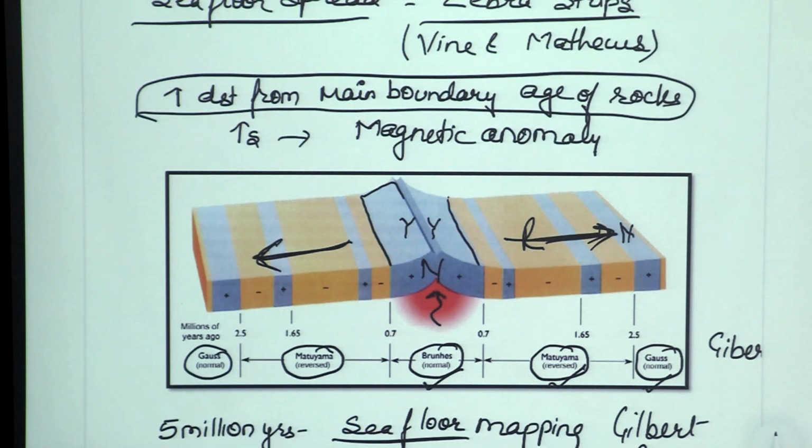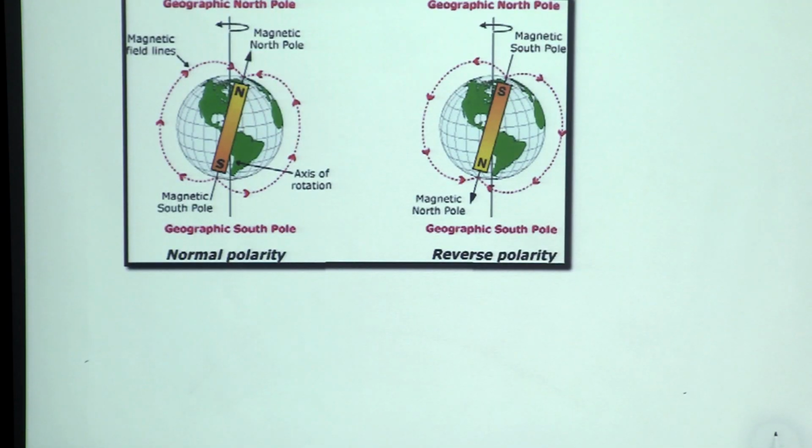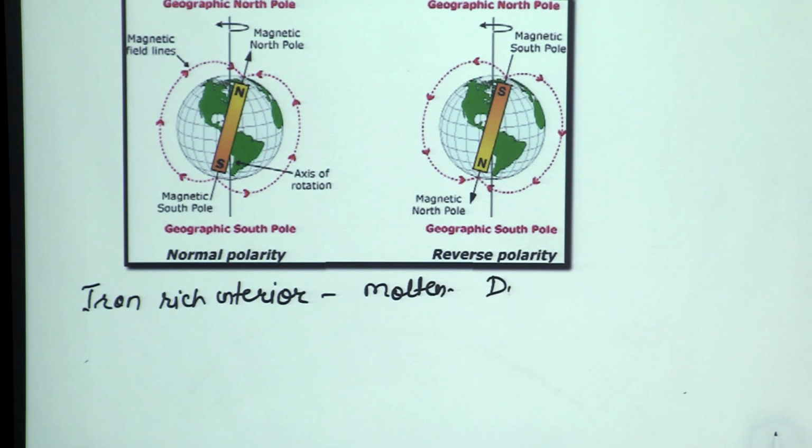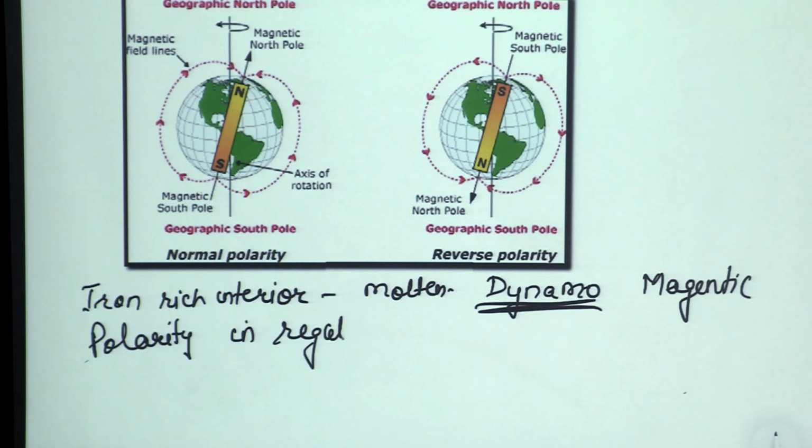What is this concept of magnetic anomaly or zebra stripe? Understand it with this. Earth acts as a bar magnet, and this bar magnet has iron-rich interiors, and this iron-rich interior is molten and spinning like a dynamo, changing magnetic polarity in regular periodicity.